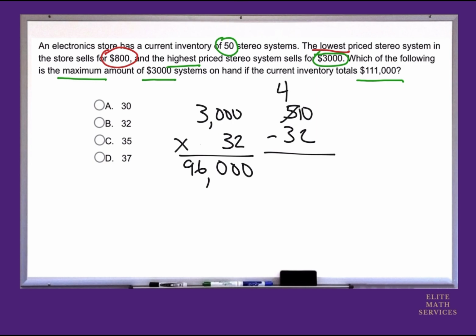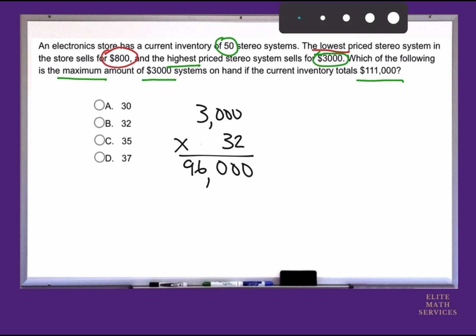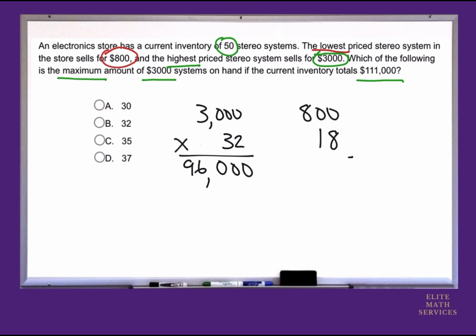Let's see how many we have left. That gives us 18 stereos at the lowest price. So we multiply the 18 times 800. So we can go ahead and do that. And 800 times 18 gives us 14,400.